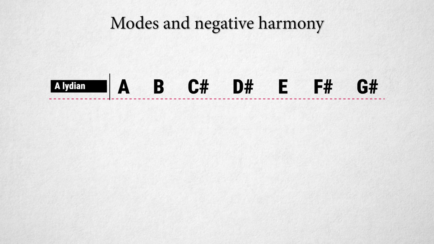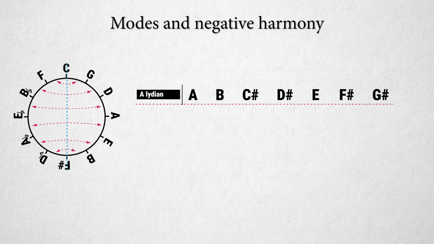Now next we're going to see what happens when we transform all the modes of the major scale into negative harmony. We have already seen the order of brightness according to the dBq, so let's start with the brightest of them all, the Lydian mode. A, B, C sharp, D sharp, E, F sharp and G sharp.